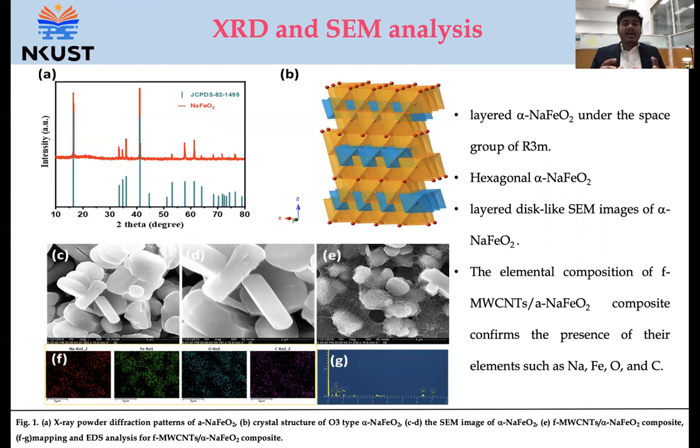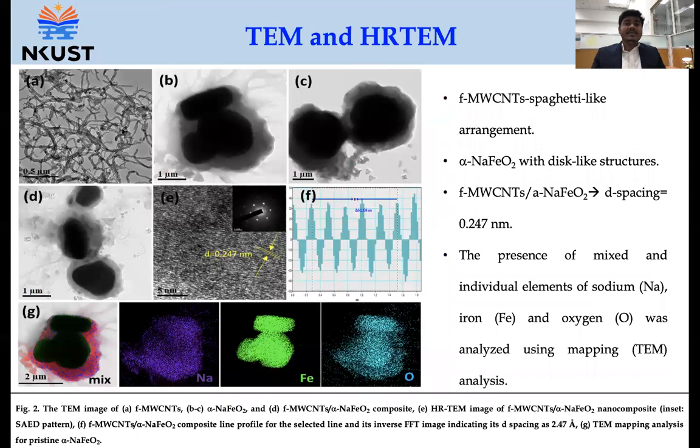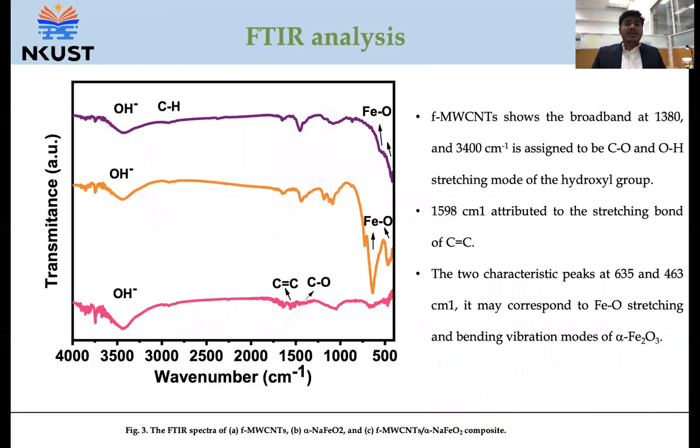This was analyzed through SEM and XRD analysis. In this picture, we can see the functionalized multi-walled carbon nanotubes and sodium ferrite disk-like structures, and this composite shows a d-spacing of around 0.247. We also analyzed the presence of individual elements of iron and sodium ferrite. Here the TEM mapping analysis confirms the presence of iron, oxygen, and sodium. Also, we observed the functional groups by FTIR analysis.